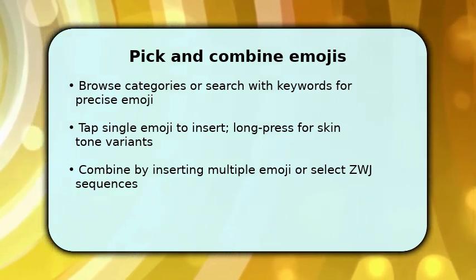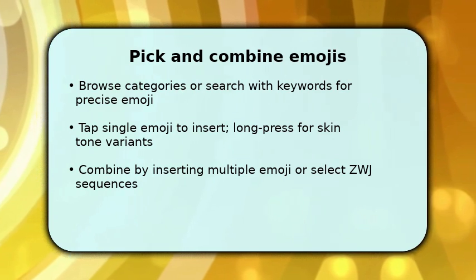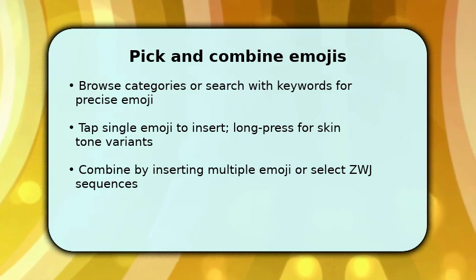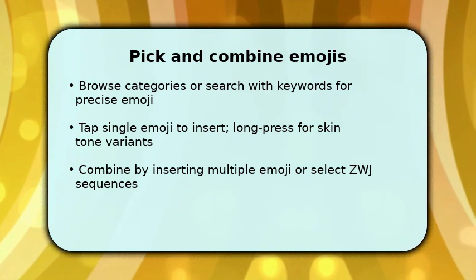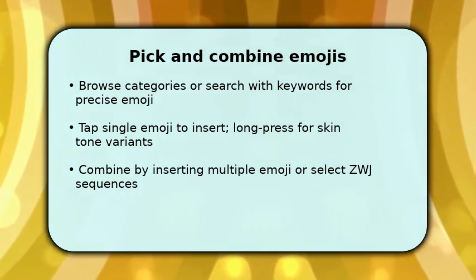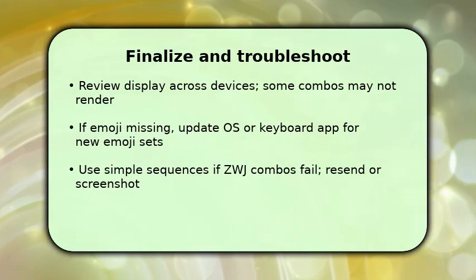Once done, create compound glyphs by inserting a second emoji or using zero-width joiner sequences where supported. This forms family or profession combinations. Make sure to insert in the correct order, because the keyboard composes combined emoji based on sequence and available font support. You finish by reviewing how the emoji renders in your message.